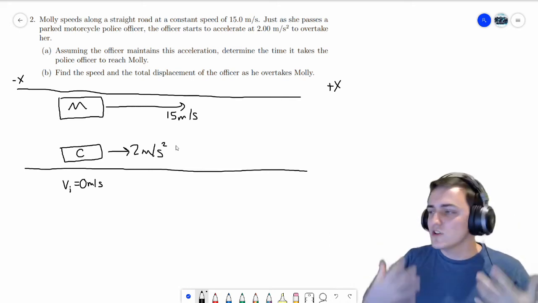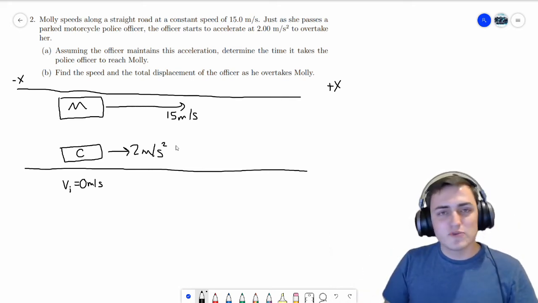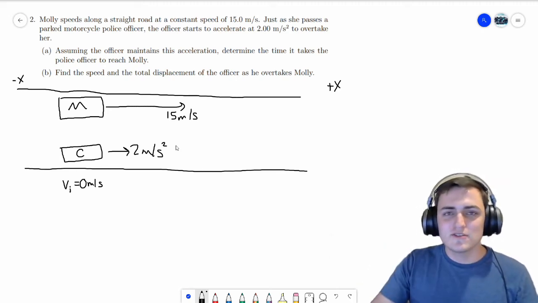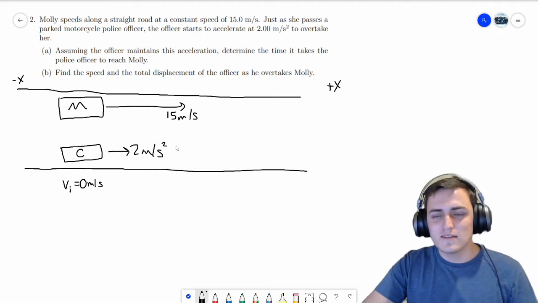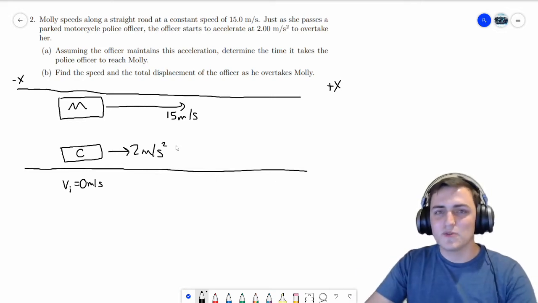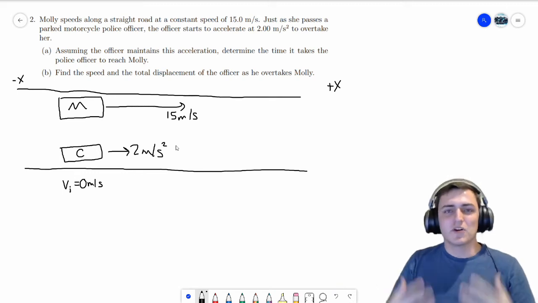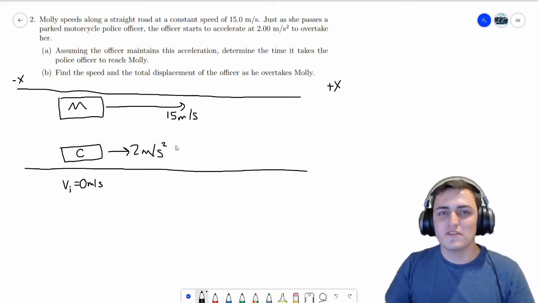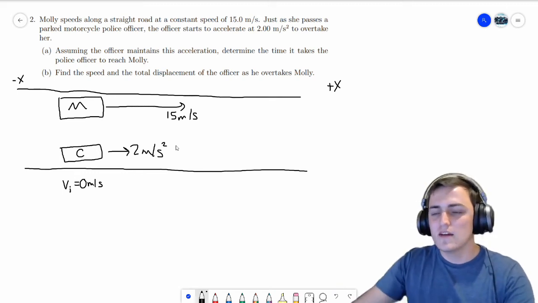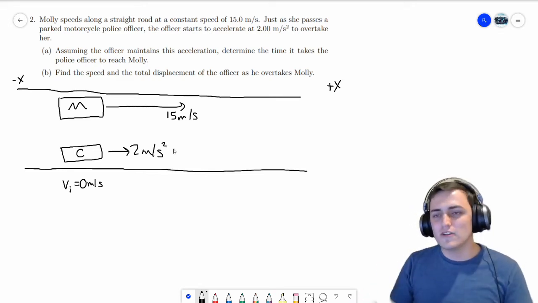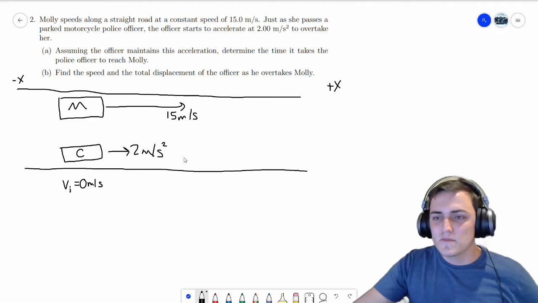And we know, just from a general, conceptual point of view, that if he's going to catch Molly, he's going to have to go faster than 15 meters per second. He has to go a little faster than she is. So we know his top speed, which we're going to be finding later, should be greater than 15 meters per second. Just by conceptually thinking about these problems, you can usually get a feel for whether this is a reasonable answer.